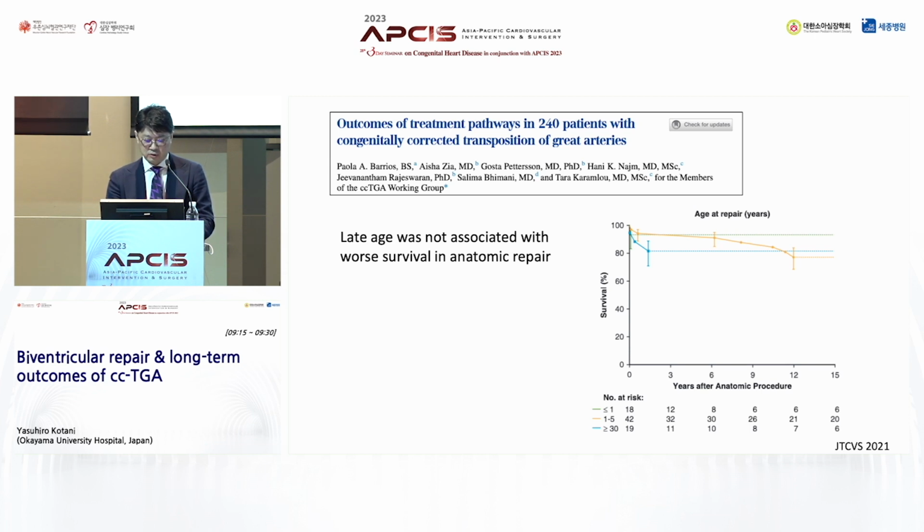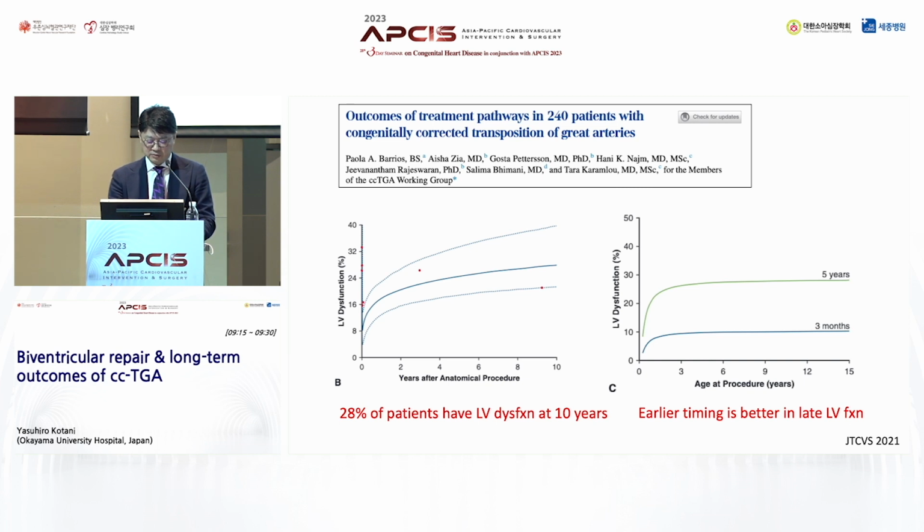So this is a Kaplan-Meier transplant-free survival by age at surgery in patients having anatomic repair, which showed age at surgery was not associated with mortality. These figures show the prevalence of left ventricular dysfunction after the anatomic repair. On your left, you can see 28% of patients having anatomic repair had LV dysfunction 10 years after surgery. On the right side, you can see LV dysfunction occurred in about 30% in patients who had a repair at age of 5 years, compared to only 10% in patients who had a repair at 3 months. I'm not sure why they divided the group like this, but it is clear that the younger age repair is better in terms of maintaining LV function.